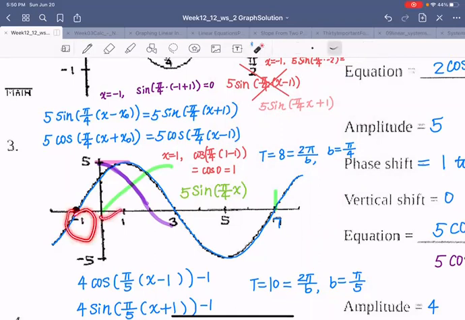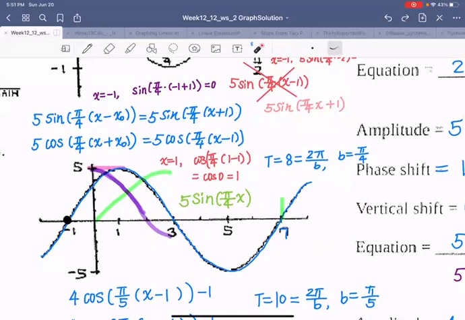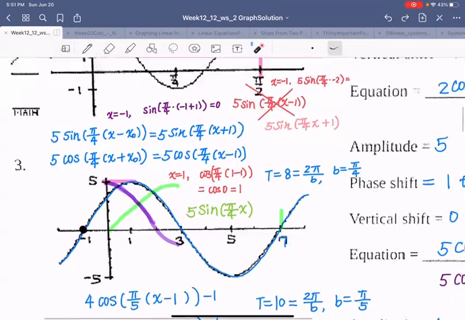Plug in. -1 plus 1 is 0. 0 times pi over 4 is 0. Sine 0 is 0. Is that good? Yes, this is good. You say, no, I don't believe so. I want to try x minus 1. Well, you can try. You say, I don't want to choose x plus 1. For sine, I want to choose x minus 1. So let's see.